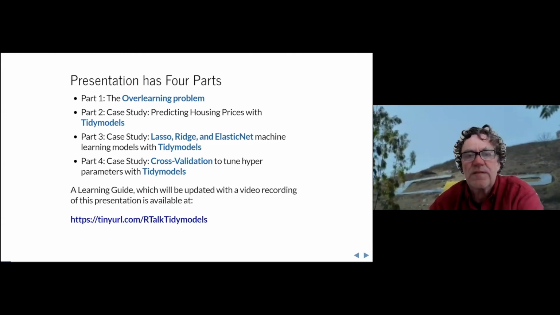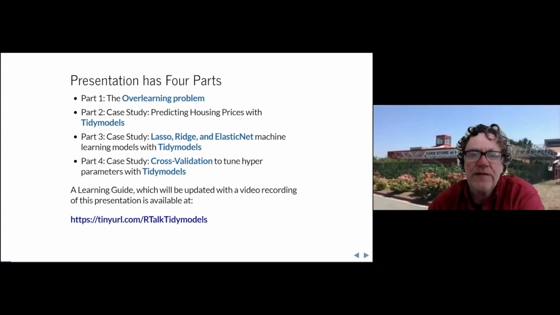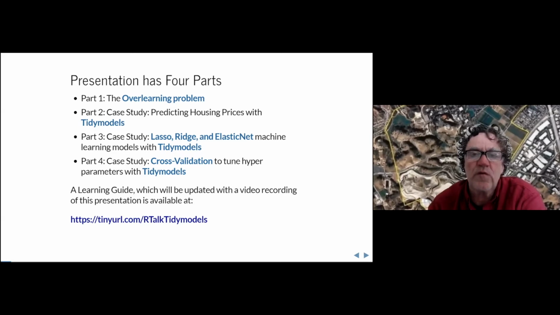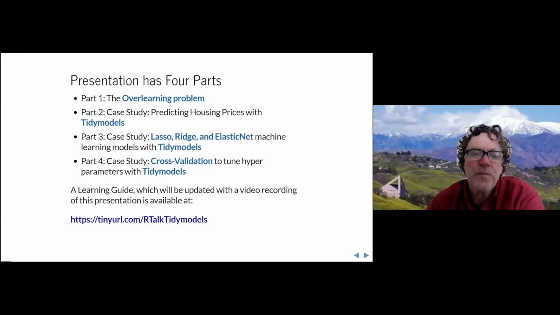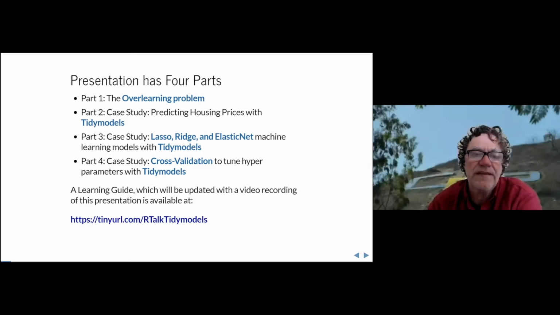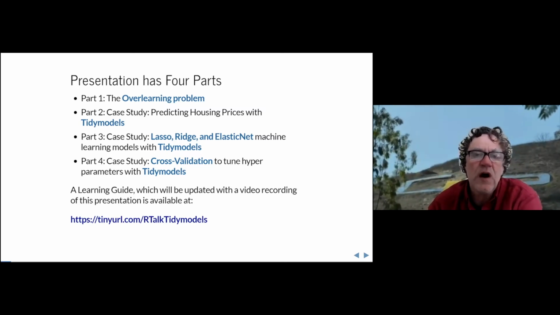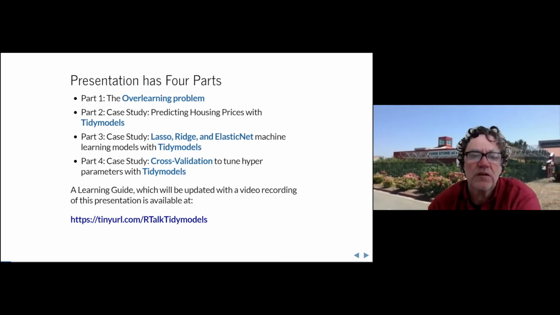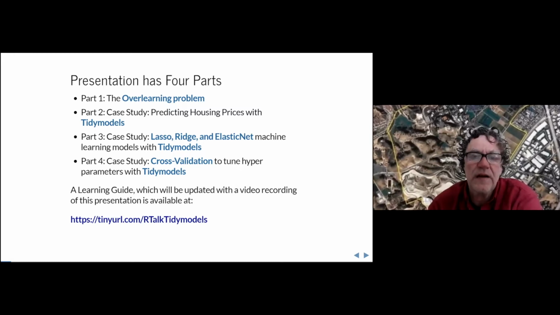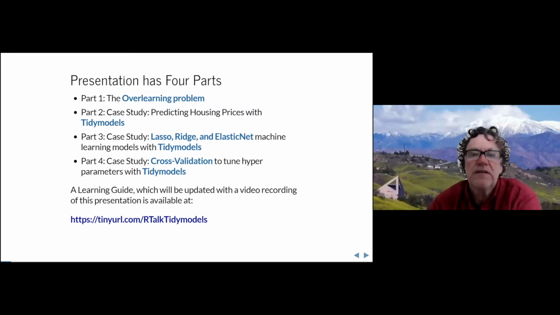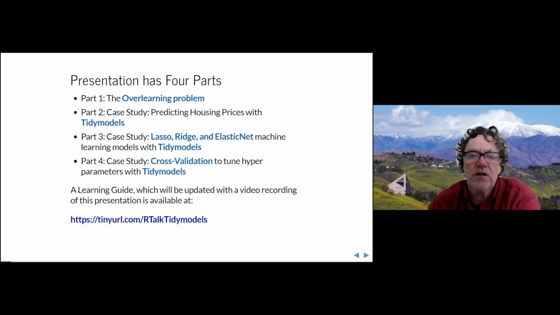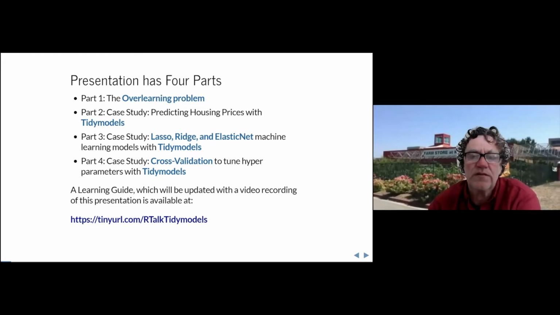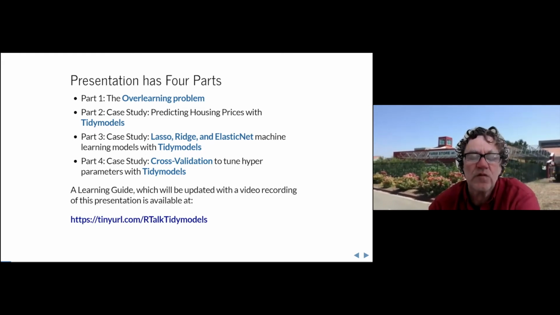So the first part is a brief review of regression, and we will talk about the problem of overlearning. The second part will introduce the Tidymodels package, and it will show how easy it is to clean data, to start models, and to assess models. Then in part 3, I will introduce 3 connected machine learning models, the Lasso, the Ridge, and the ElasticNet models. And I will use Tidymodels for it, and you will see how easy it is to start these models.